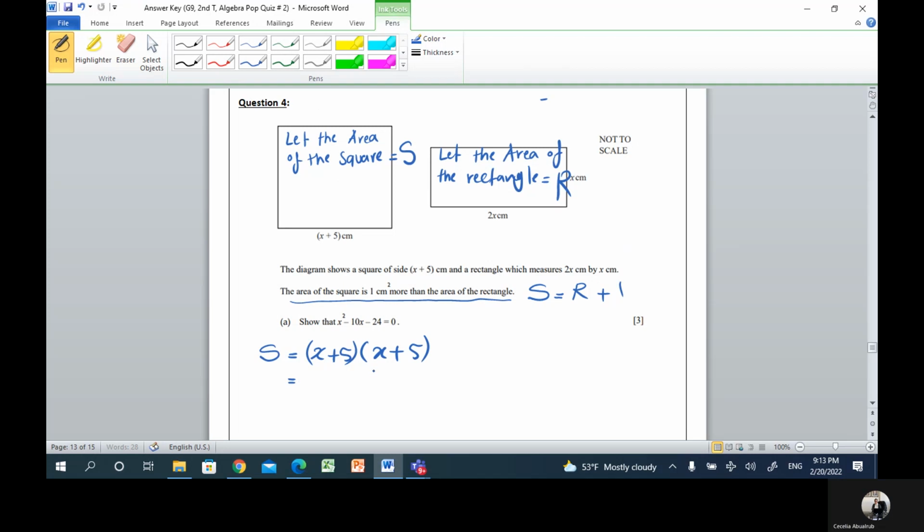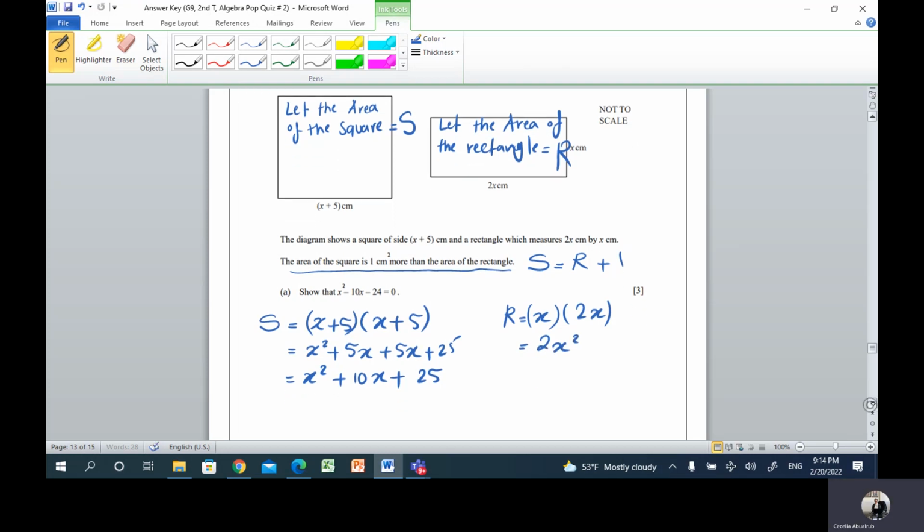Let's expand. x squared plus 5x plus 5x plus 25. Let's simplify. x squared plus 10x plus 25. Let's now find the area of the rectangle. The two sides are x times 2x, and the answer will be 2x squared.